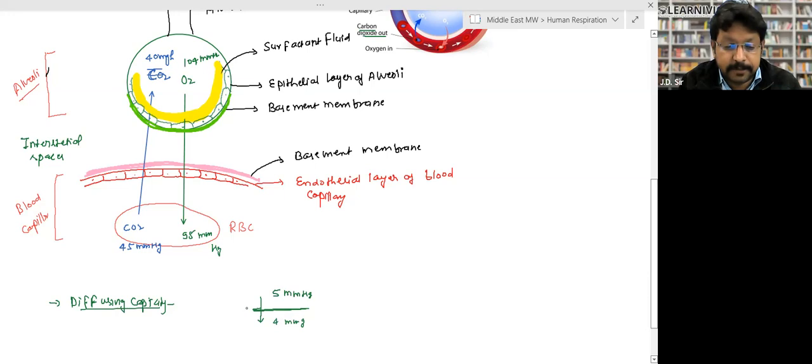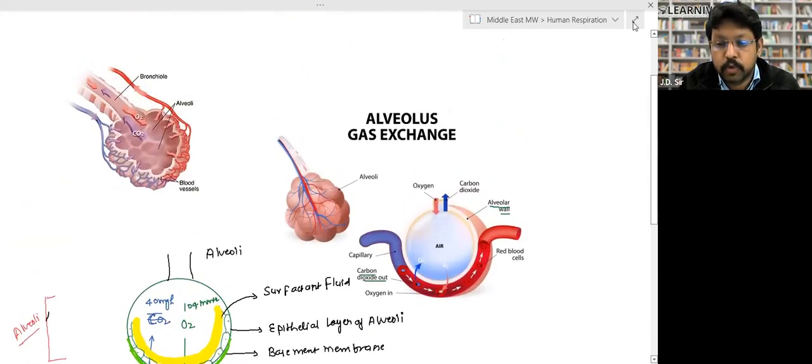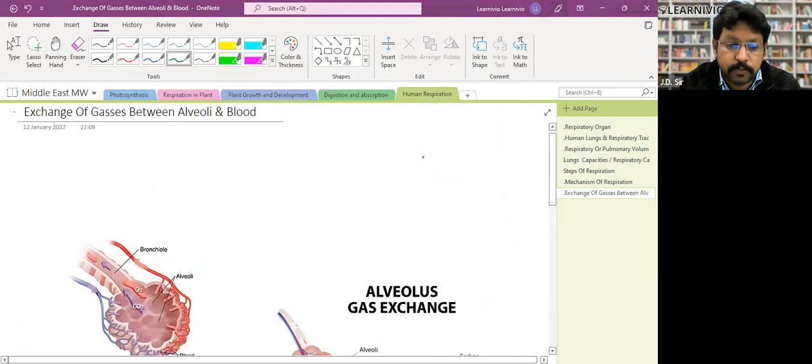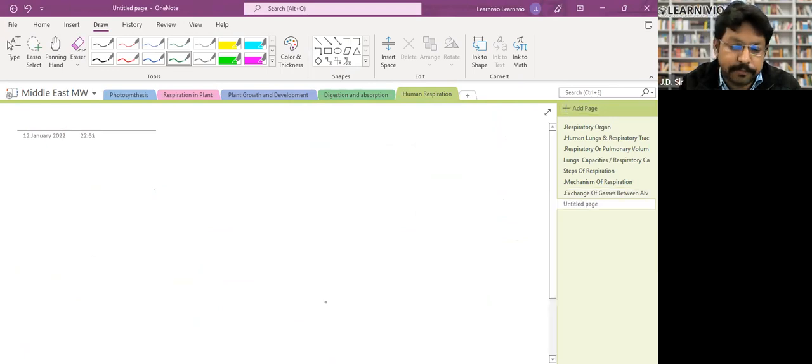Put the next heading: transport of O2 in blood. Now we are going to discuss the transport of O2 and CO2, how the O2 is transported and how the CO2 is transported. Till this point, if you have any doubt, please ask me. Don't hesitate.